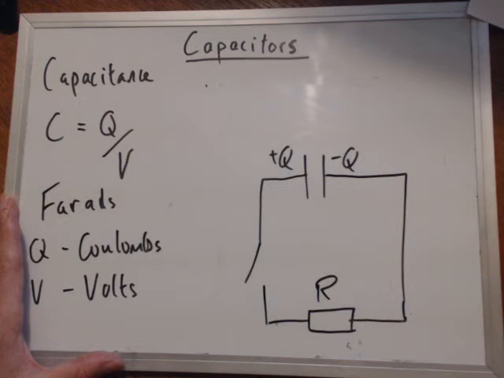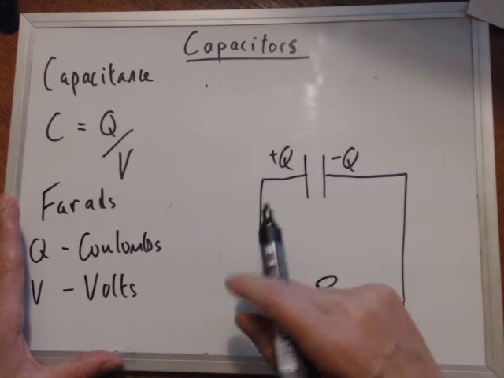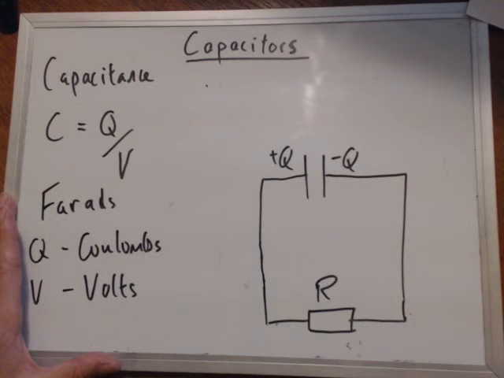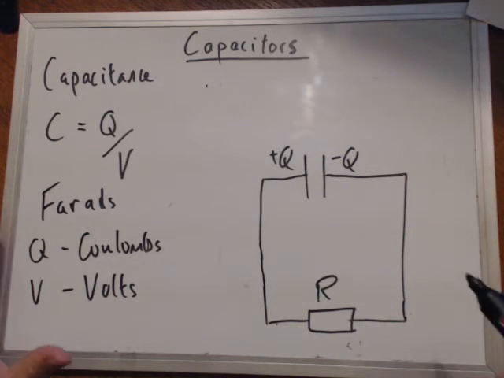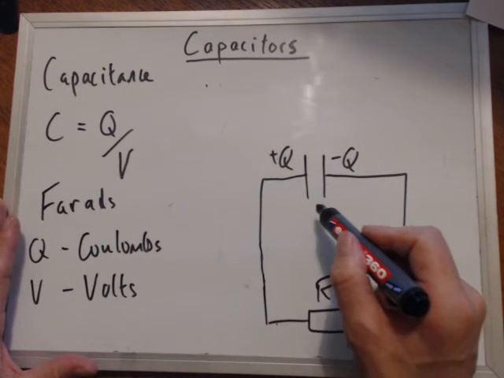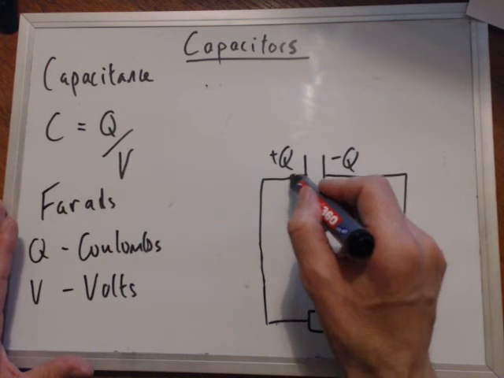We put a resistor in the circuit, and we don't need to, but it's to delay the discharge, and it's normal to put a resistor in there. If we then close the switch, you would find that the charge would then flow. Conventionally, current goes from positive to negative, so we're going to have a current flowing through here.